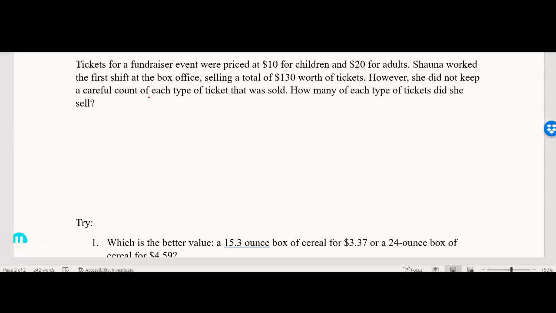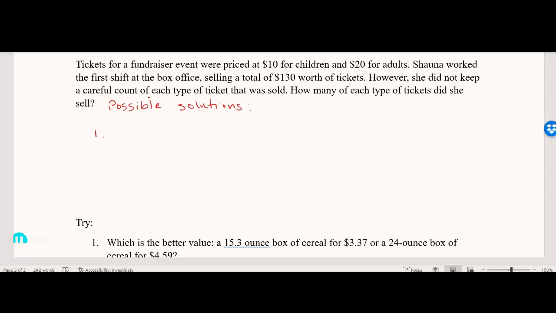Now, here's the thing. We don't know the answer. However, there are multiple solutions. And let me just show you how you would go through to figure that out. We'll just do a few because you could keep going for a while.